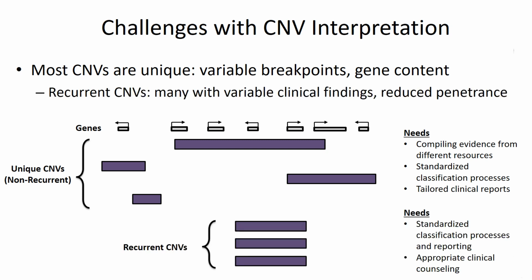Recurrent CNVs, which, shown at the bottom, involve the same genomic content, collectively account for close to 10% of CNVs encountered in frontline genomic testing. Such CNVs have been shown to associate with variable clinical findings and exhibit reduced penetrance, and thus also need to be classified and reported in a standardized way so their significance can be counseled appropriately.